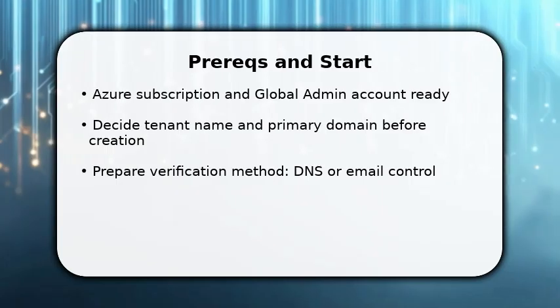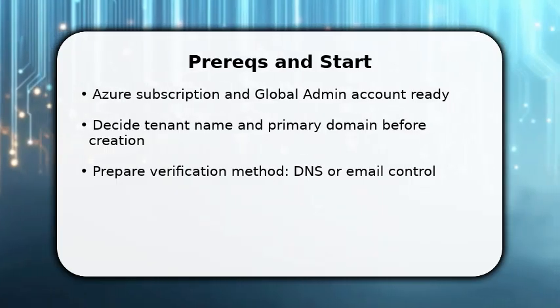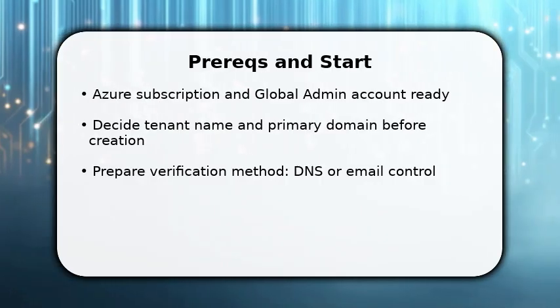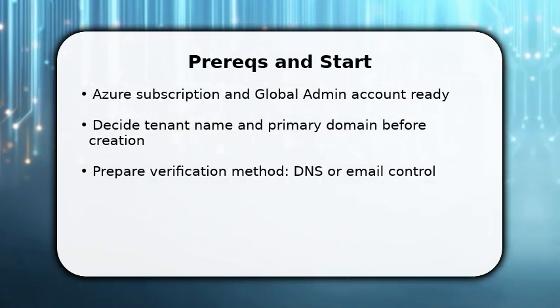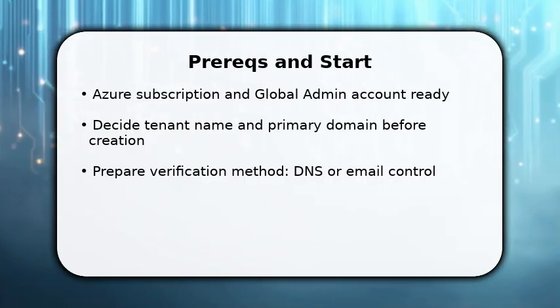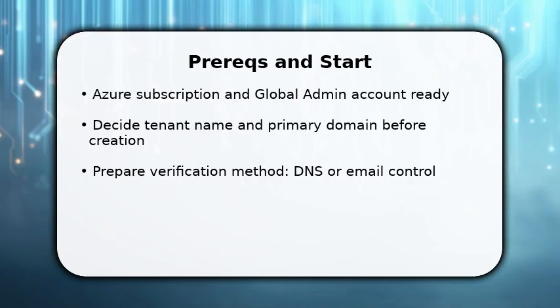You begin by confirming prerequisites, an Azure subscription and a global administrator account. Sign into the Azure portal, then open Azure Active Directory. Create a new tenant by choosing organization type and entering the tenant name and initial domain.